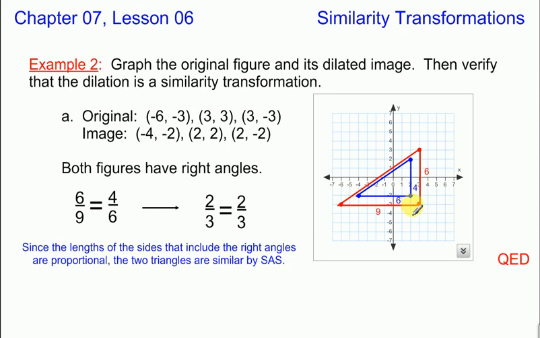We know that these two triangles are similar based on side angle side.